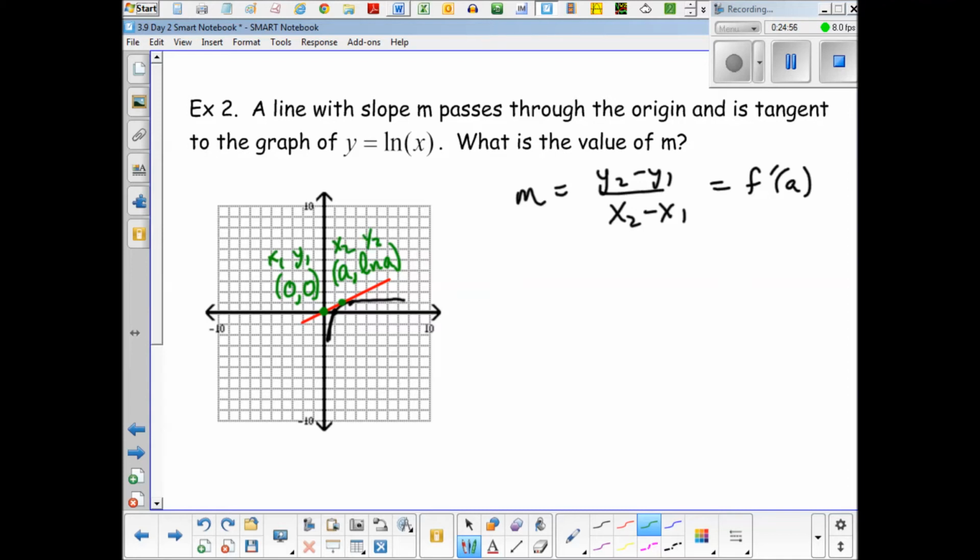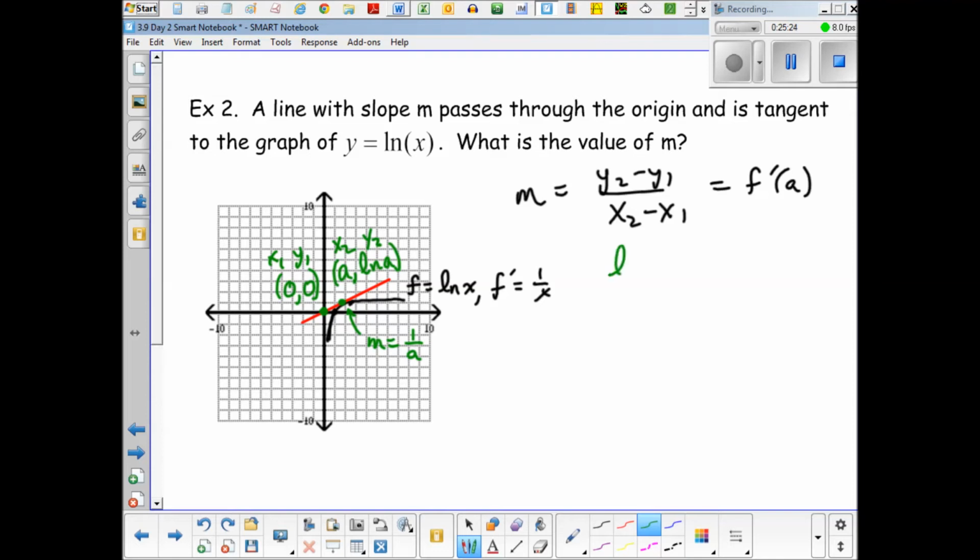Now all I need is my f prime of a. Well, the function is natural log, so f prime is just 1 over x. So f prime of a is also known, it's just 1 over a. Let's put this all together.